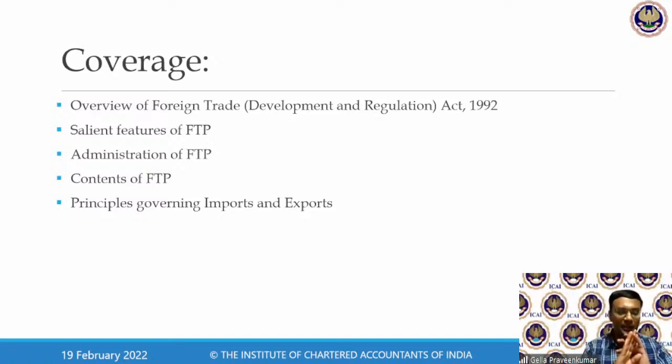My foreign trade policy does not override my tax laws. I repeat this point. Again, an MCQ question: Foreign trade policy has the benefit of overriding tax laws. True or false? The answer is false. Reason: foreign trade policy is just a policy. It doesn't have the effect of overriding my tax laws, right?